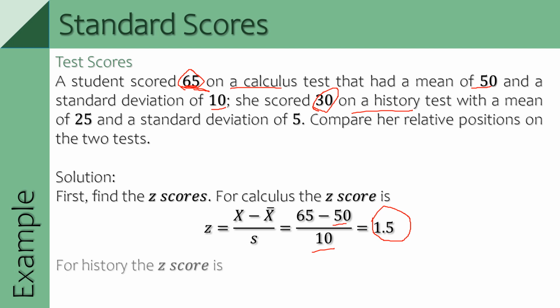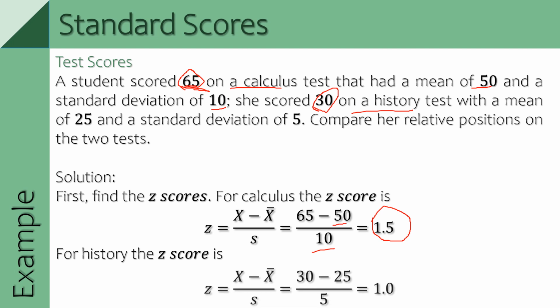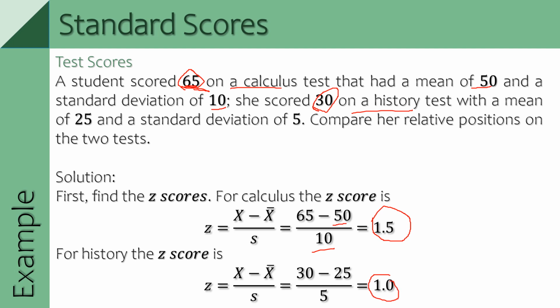Okay, next, let's find the z-score of history. For history, we have z is equals to x minus x bar over standard deviation, so 30 minus 25 over 5, and that is equal to 1.5. Okay, so ito yung nakuha natin z-score. So since the score for calculus is larger, her relative position in calculus class is higher than the relative position in history. Okay, so ibig sabihin, mas magaling talaga siya sa calculus kesa sa history.